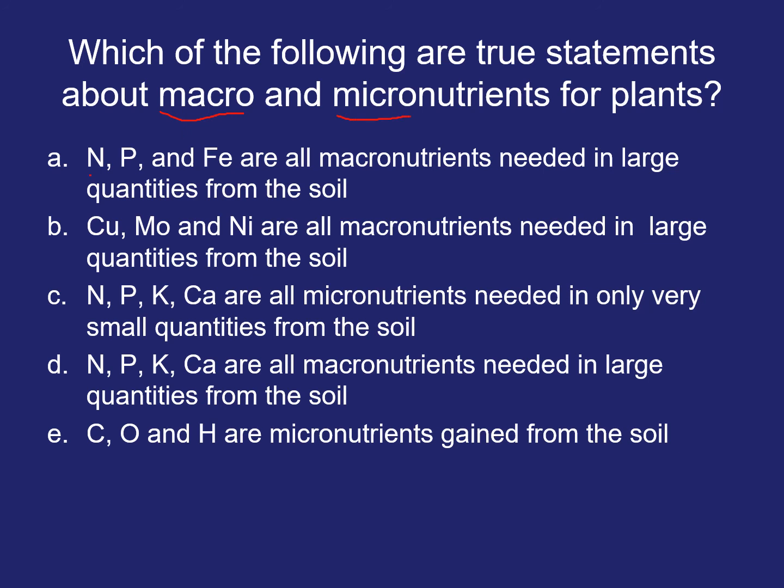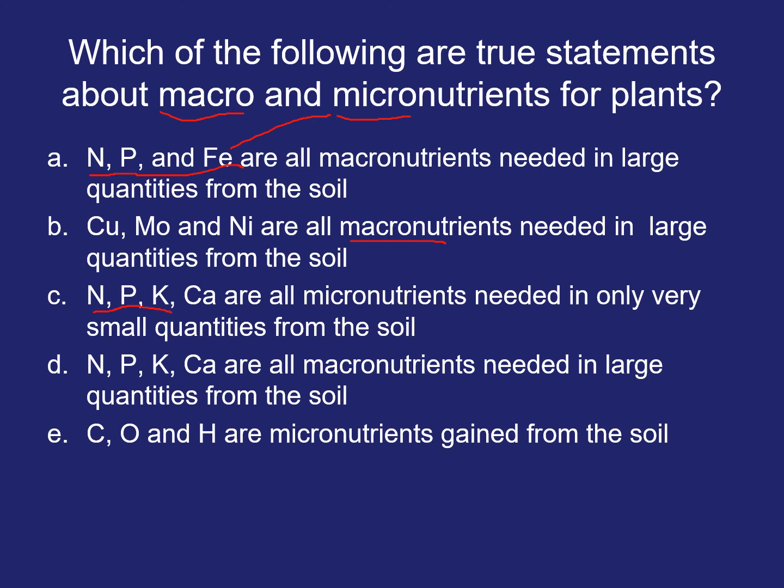So nitrogen, phosphorus, and iron. Nitrogen and phosphorus are both macronutrients, but iron, even though it's really important, is a micronutrient. So the statement that these are all macronutrients needed in large quantities from the soil is false, because iron is not a macronutrient. What about copper, molybdenum, and nickel are all macronutrients? No, all three of those are micronutrients. They're only needed in trace amounts or small amounts.